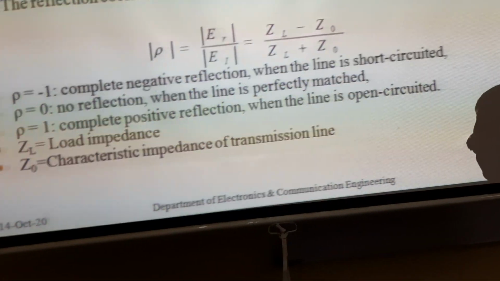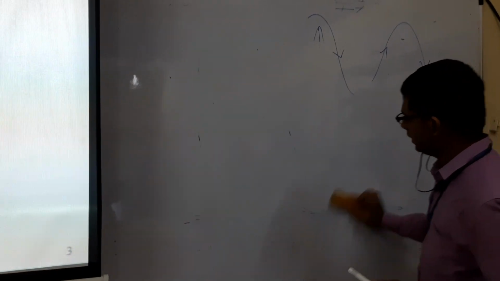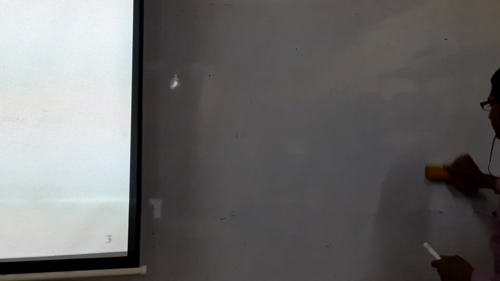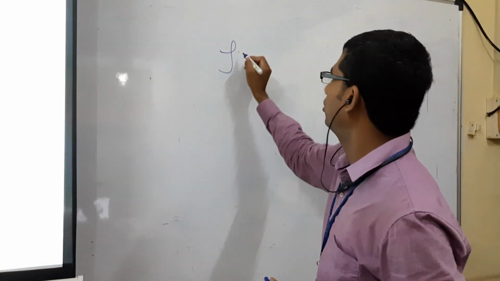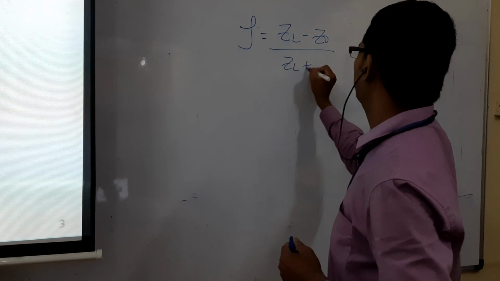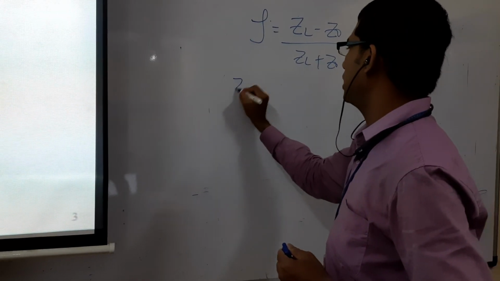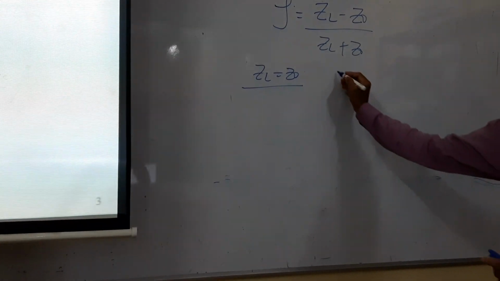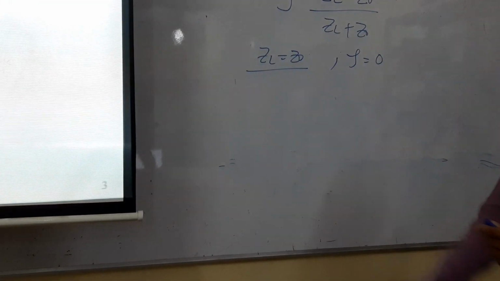And now let us see what happens if there is mismatching. Suppose we take a short circuit line at the load and an open circuit line, what will happen to the reflection coefficient? The reflection coefficient rho equals ZL minus Z0 by ZL plus Z0. In the first case, if ZL equals Z0, that means a perfect matching, rho equals 0.